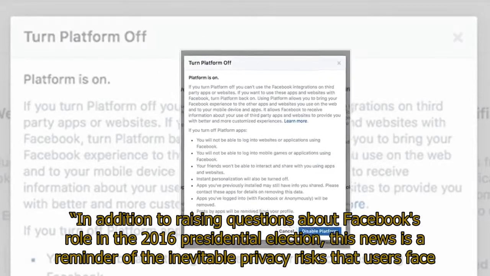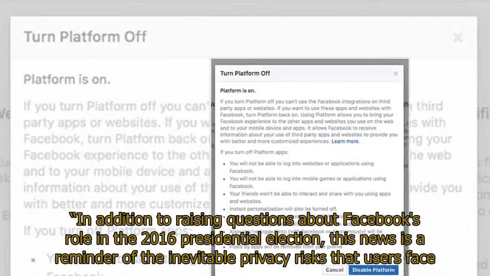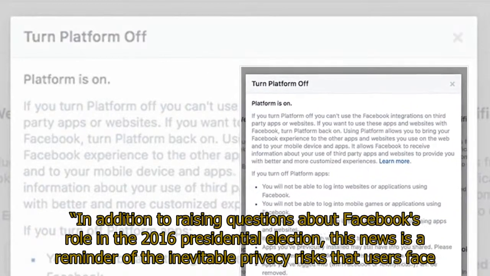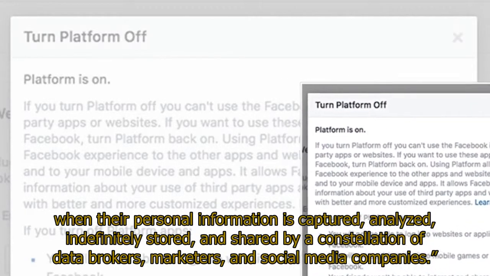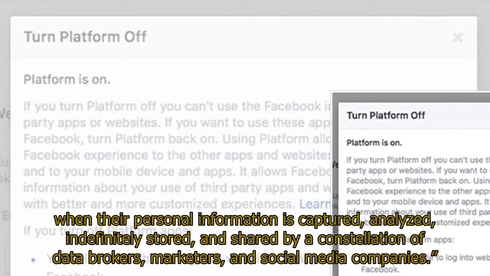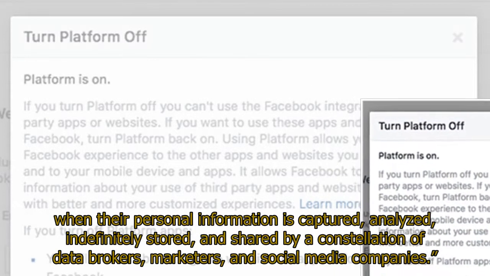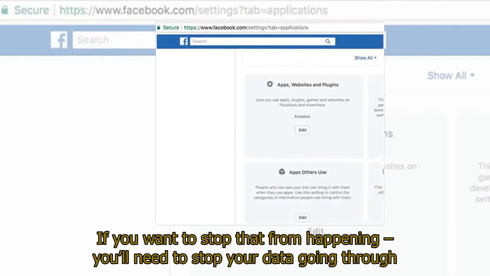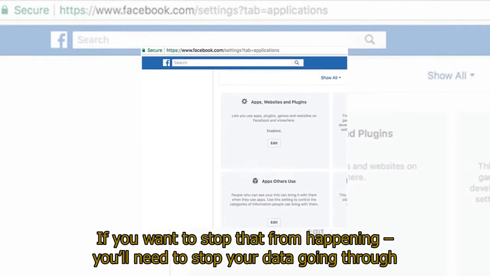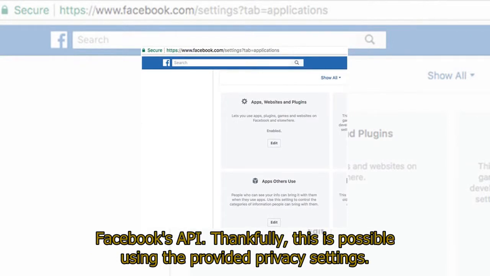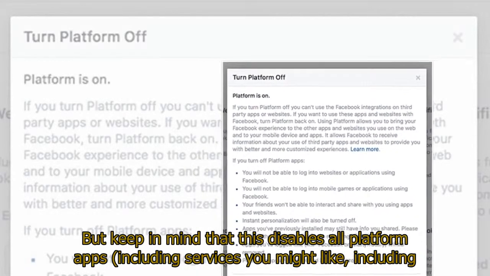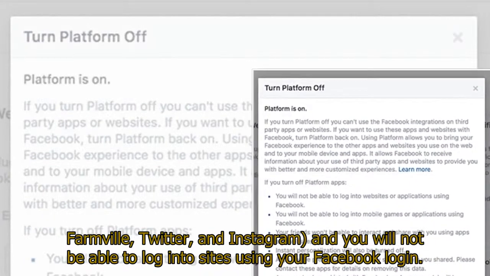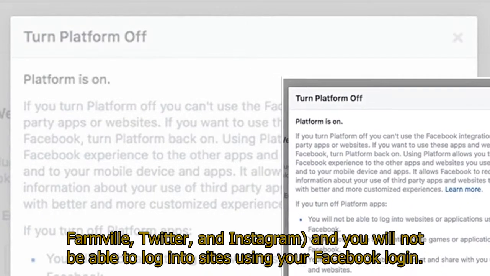In addition to raising questions about Facebook's role in the 2016 presidential election, this news is a reminder of the inevitable privacy risks that users face when their personal information is captured, analyzed, indefinitely stored, and shared by a constellation of data brokers, marketers, and social media companies. If you want to stop that from happening, you'll need to stop your data going through Facebook's API. Thankfully, this is possible using the provided privacy settings. But keep in mind that this disables all platform apps, including services you might like, such as Farmville, Twitter, and Instagram, and you will not be able to log into sites using your Facebook login.